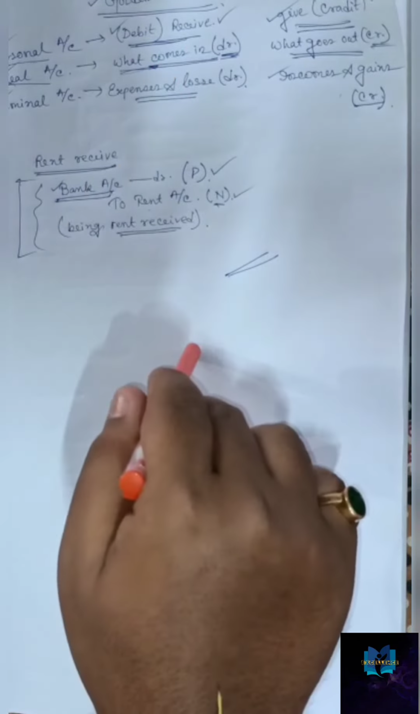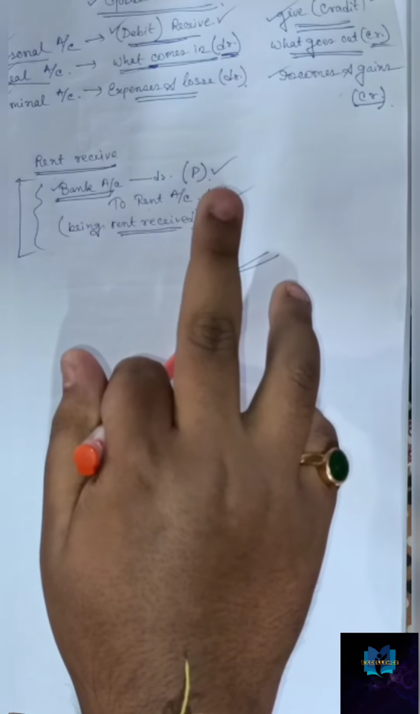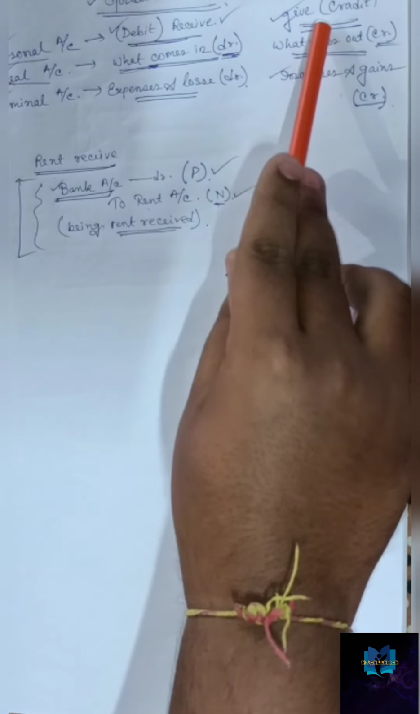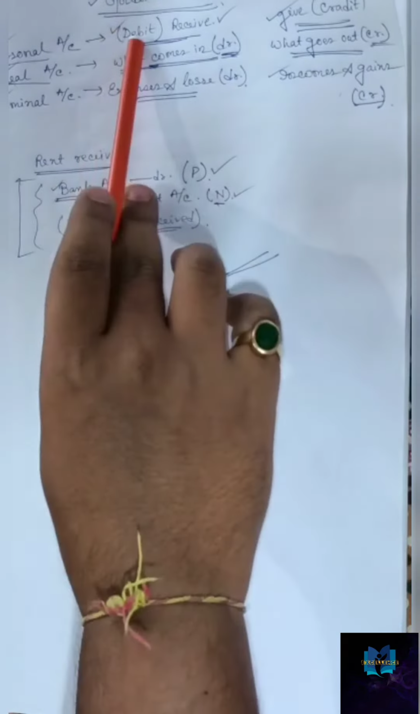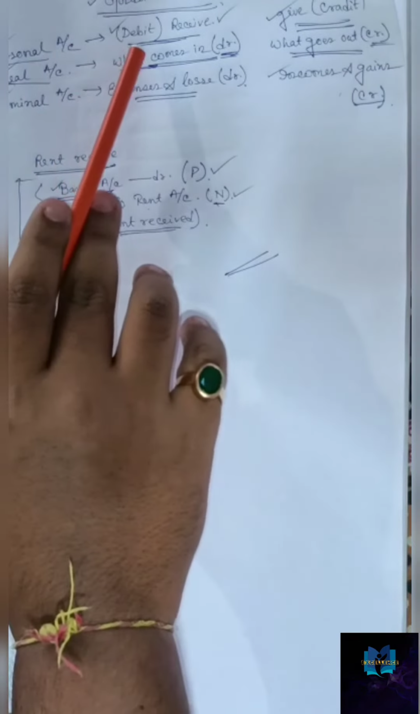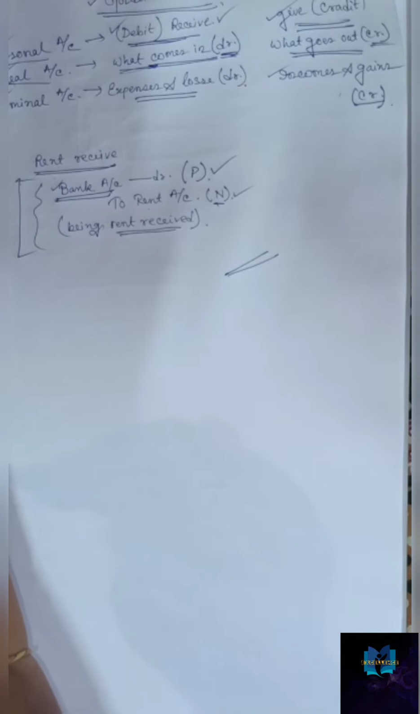Like A is giving money to B. So in A's books of accounts, the amount of money will be on the credit side because he is giving. But in B's books of accounts, it will be on the debit side because he is receiving. According to this, we prepare journals through personal accounts.